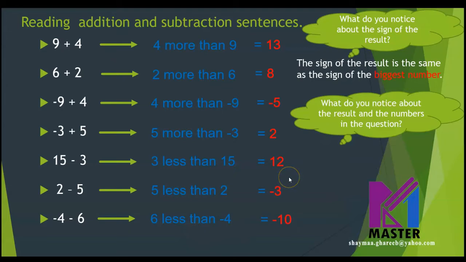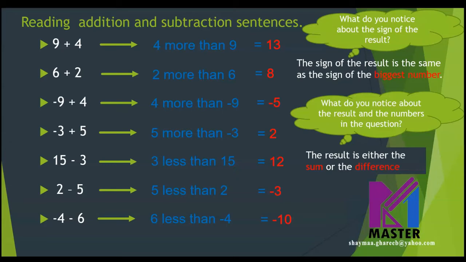So we can say that the result is either the sum or the difference of the numbers. When you add or subtract negative integers, just make sure that your answer is either the sum or the difference. So now we know two pieces of information. First, the answer or the result should have the same sign as the biggest number. Second, it should be the sum or the difference.